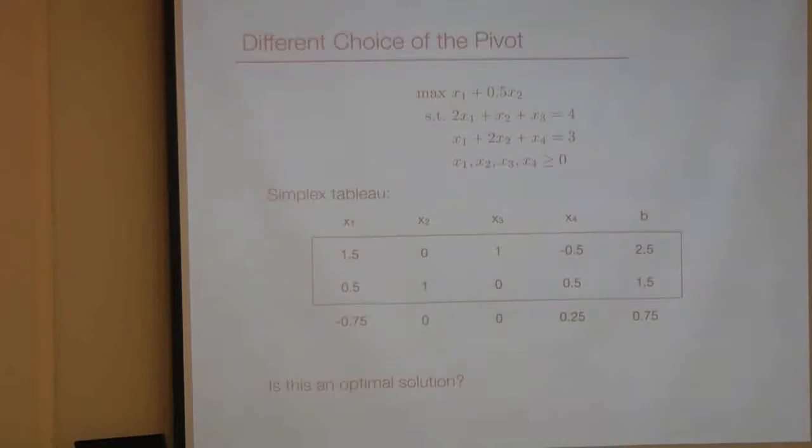Is this solution optimal? No, because one of the entries in the final row is still negative. Okay? So we have to pivot further. Okay? So we choose this variable as the pivoting one. Now we only have one choice. We have no other choice but the first variable.